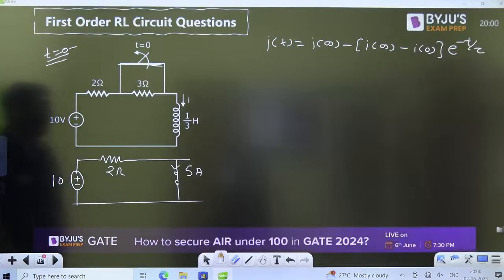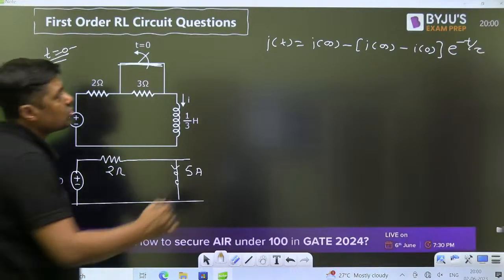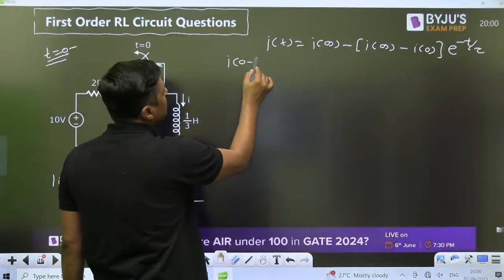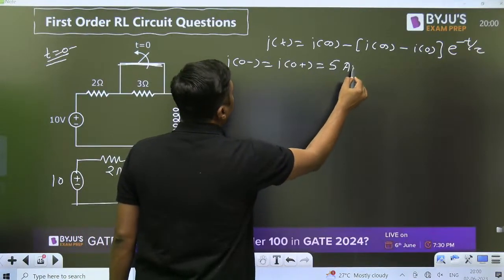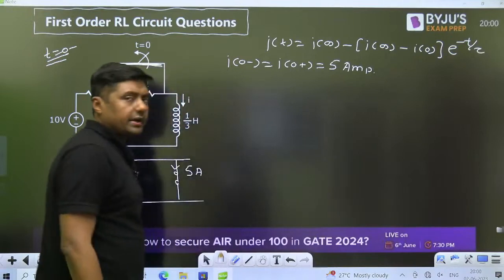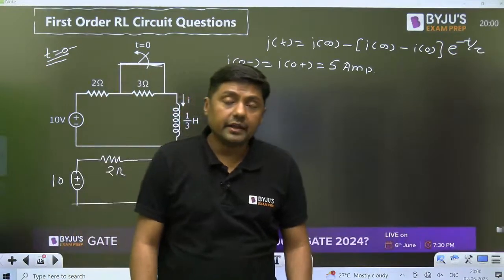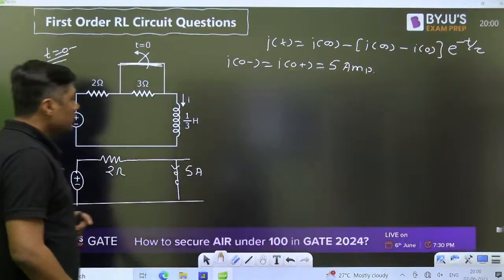What will be the current here? 5 ampere, 10 divided by 2. So that is called the initial current, because an inductor does not allow sudden change of current. 5 ampere is the initial current. Okay. Then next thing, what is the time constant?